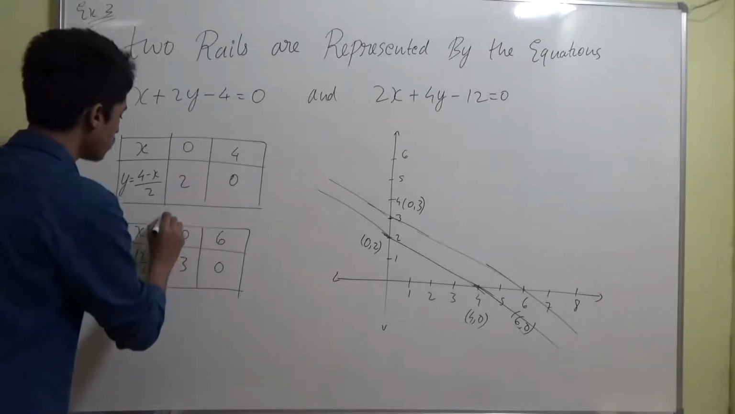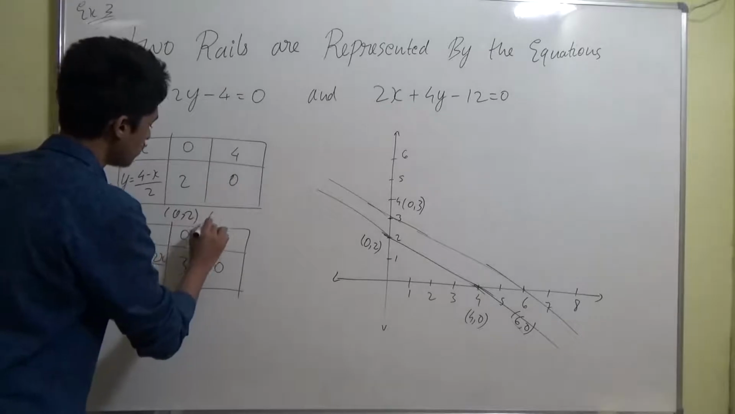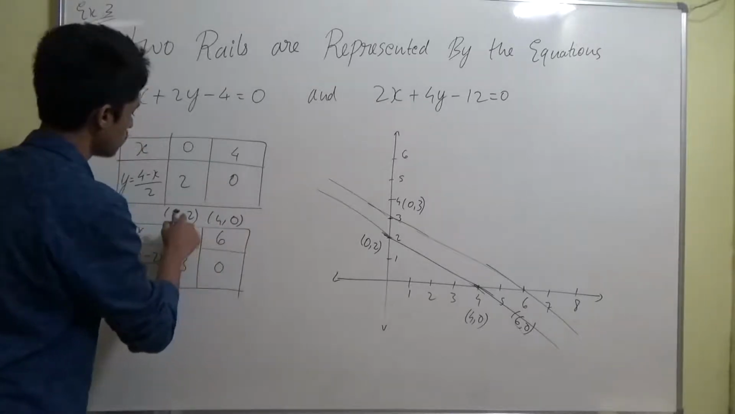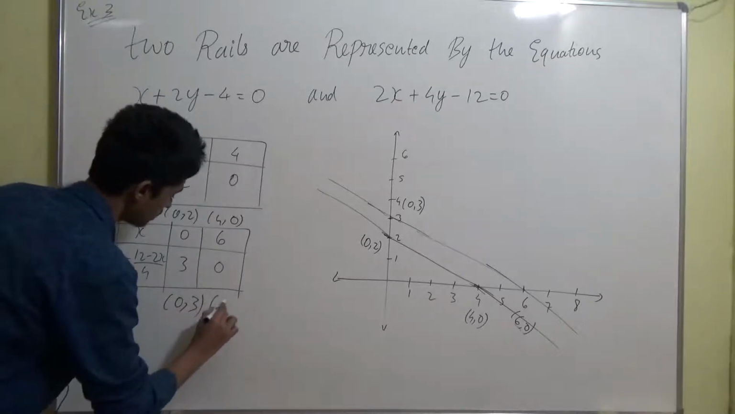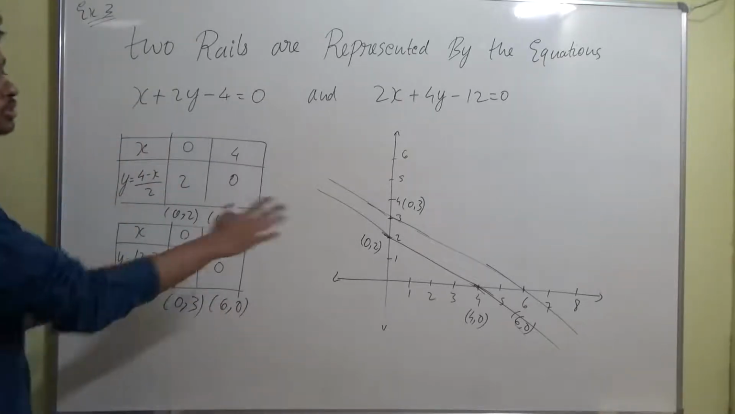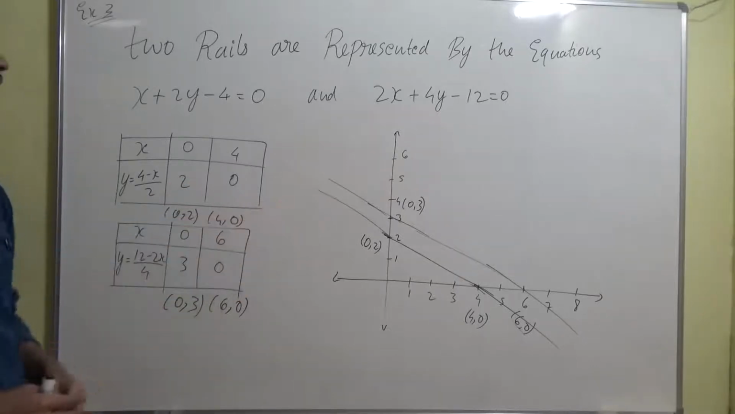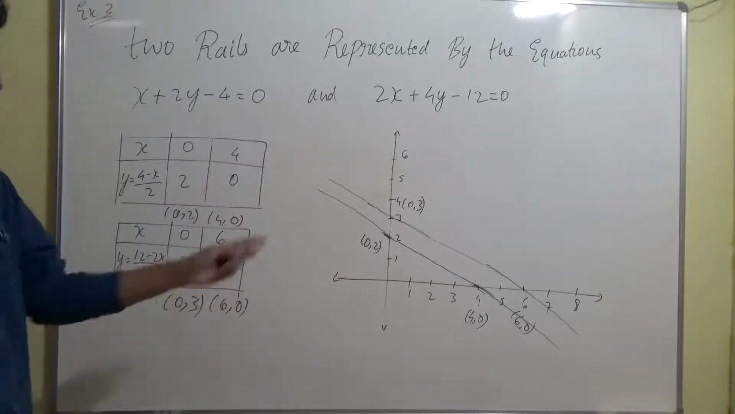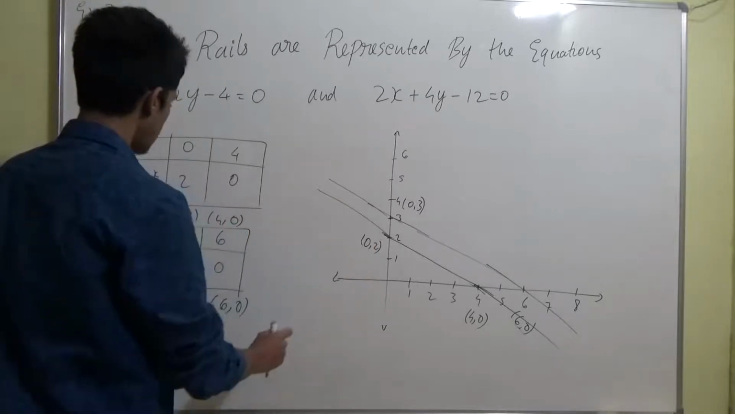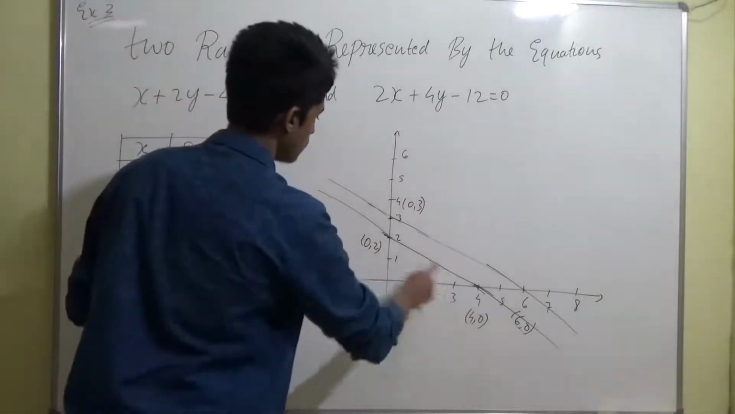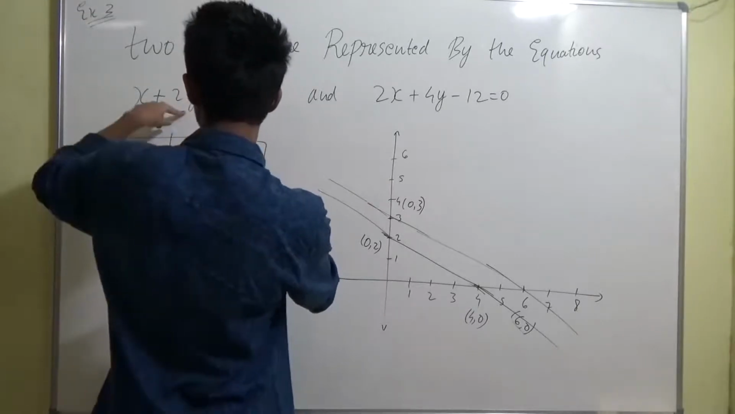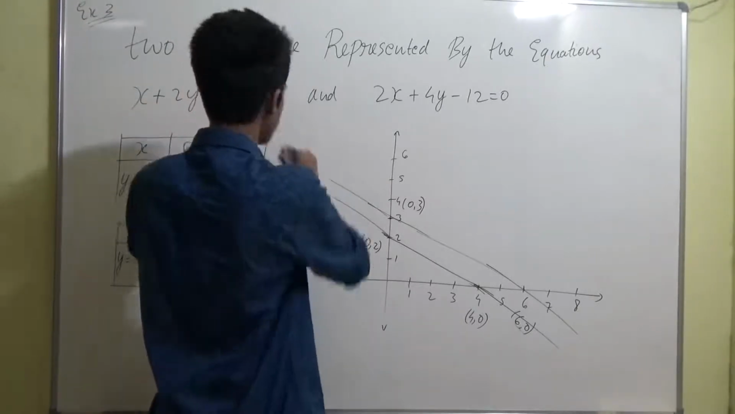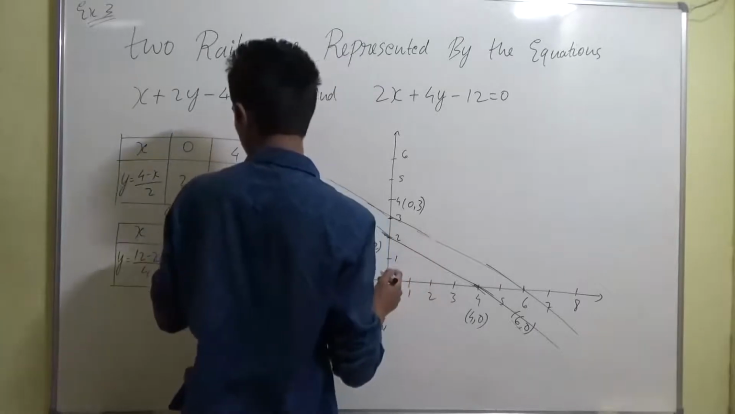You have to put the value of x and get the value of y and then mark those coordinates. For example, here the coordinates are 0, 2 and 4, 0, right? Here the coordinates are 0, 3 and 6, 0. If you plot all these 4 points in the graph, you will get a graph like that, guys. See, for example, 0, 2 is here and 4, 0 is here. So this line is the graph of this first equation.